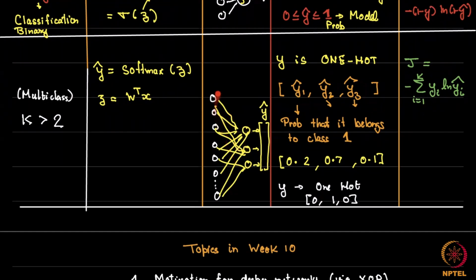Once again, every neuron in the input is connected to every neuron in the output, and you get a y hat, which is a vector. The representation of y was a 1-hot vector, and y hat represented the probability that it belongs to class 1, class 2, class 3, etc. So you would have these 3 sum up to 1. And we had the categorical cross entropy loss function here, which was minus sigma of y ln y hat. I had also talked about the connection between the two.